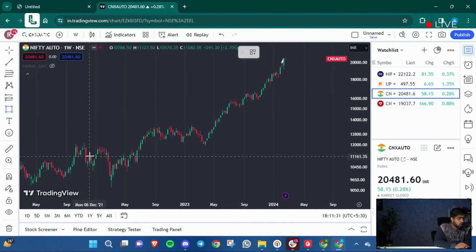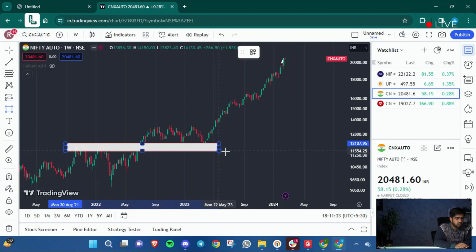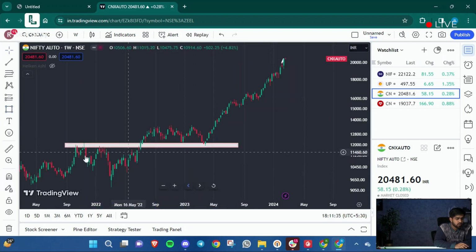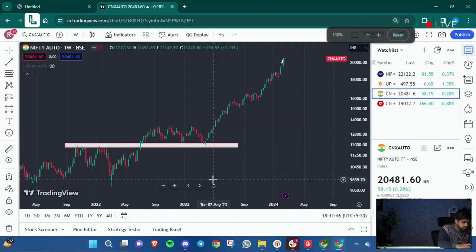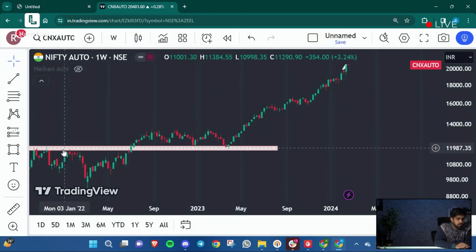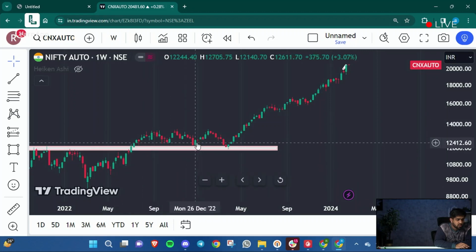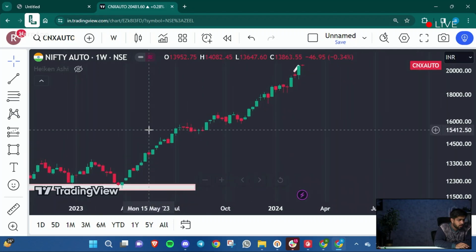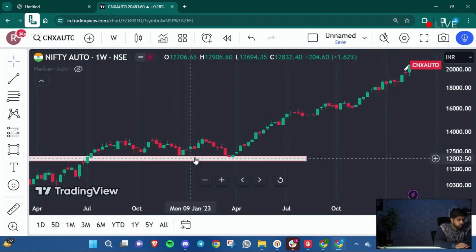Can you see how strong the support and resistances are? Can you see over here in the CNX Nifty auto chart? Here it was resistance, resistance, resistance. It broke out and then it became support at this point. थोड़ा सा बड़ा कर दूं अगर मैं. It was resistance, resistance, and it became support at this point. Okay, and now can you see this point?